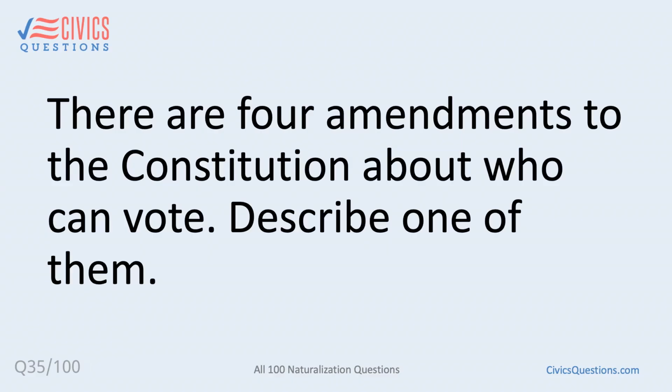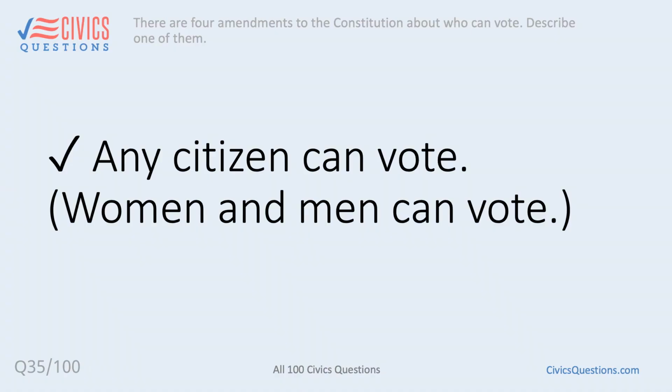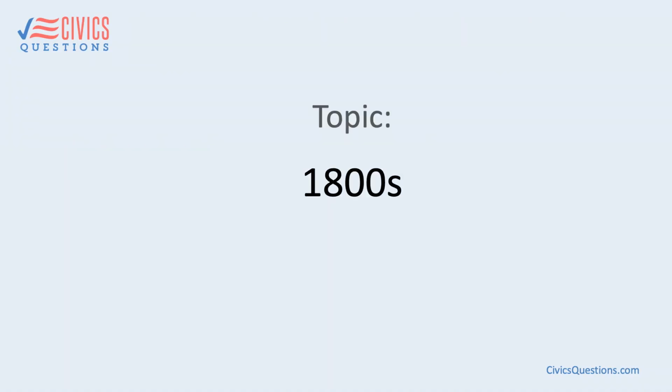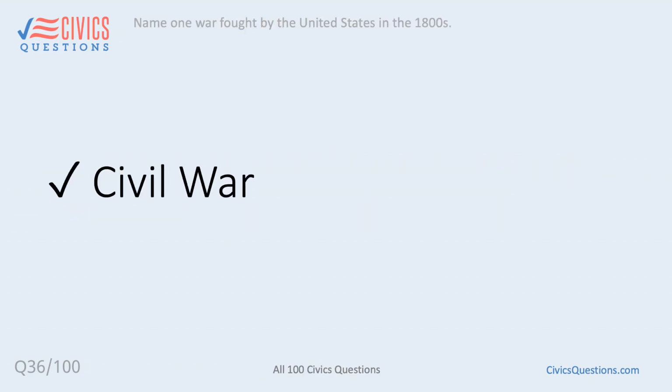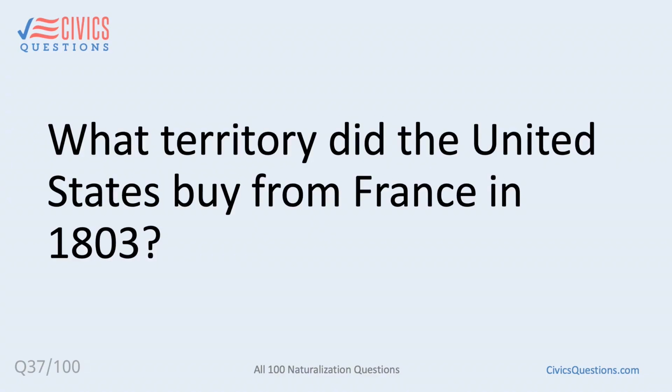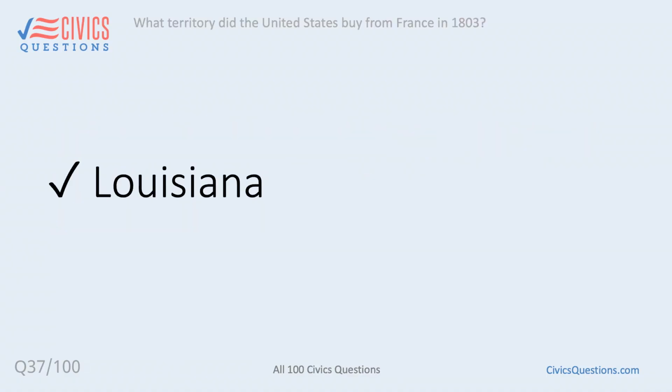There are 4 amendments to the Constitution about who can vote. Describe one of them. Any citizen can vote. Women and men can vote. 1800s. Name one war fought by the United States in the 1800s. Civil War. What territory did the United States buy from France in 1803? Louisiana.